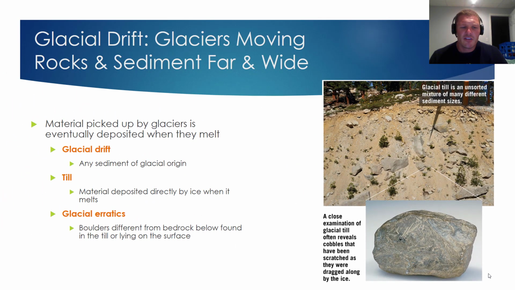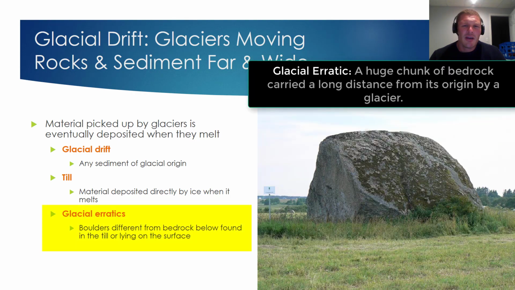Our third consideration on this slide is glacial erratics. And due to the immense size of glaciers, they can move things as large as boulders, extremely long distances. If you find a boulder in a region where the composition of the boulder does not match the bedrock found below, there's a really good chance that boulder was placed there by a glacier.